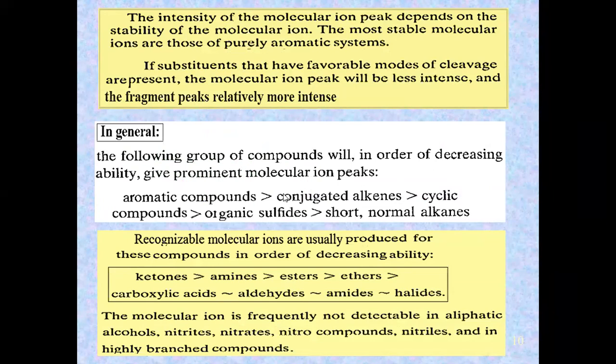The second most stable one will be the conjugated alkene. By another meaning, I'm going to have an allylic carbocation, which also consists of conjugation and resonance, but the resonance structures will be fewer than in the case of the aromatic one. Then the cyclic one, and if it consists of sulfide or the small types of alkanes. If I cannot recognize the molecular ion, it means a problem for me. And the appearance of detection of the molecular ion will decrease according to this sequence.